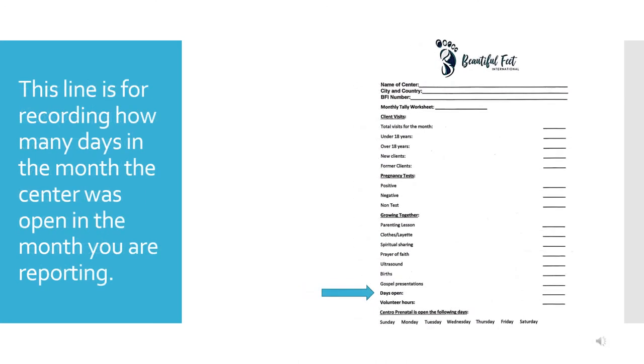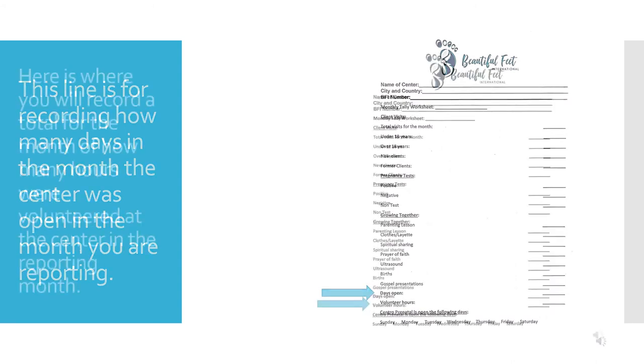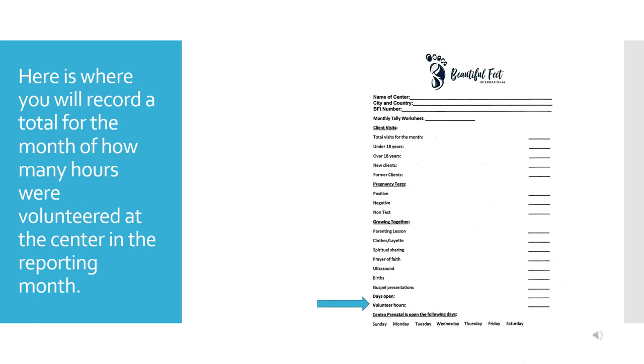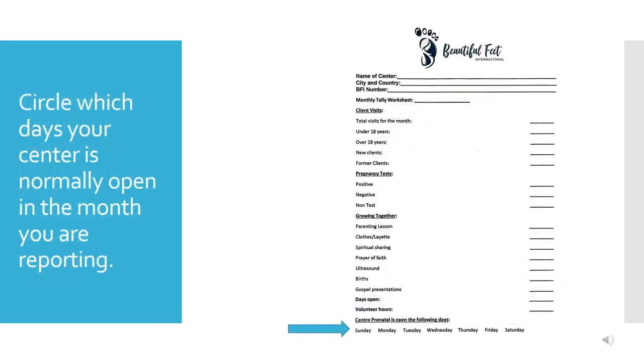This line is for recording how many days in the month the center was open in the month you are reporting. Here is where you will record a total for the month of how many hours, yourself included, were volunteered at the center in the reporting month. Circle which days your center is normally open in the month you are reporting.